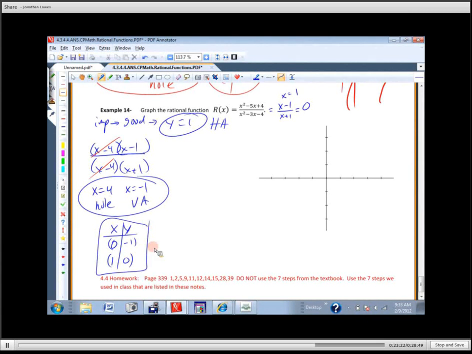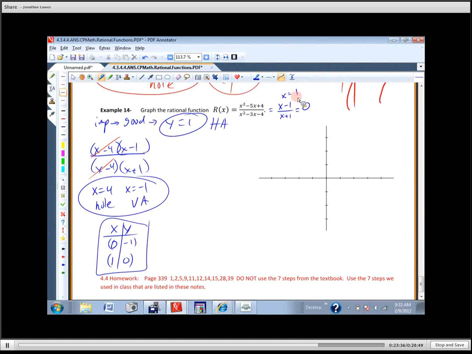By the way, let's just take note here. What's the multiplicity of this 0? It's 1, so it crosses there. I think we've only had one x-intercept in this section where its multiplicity was even, so it touches. Okay, are there any questions?